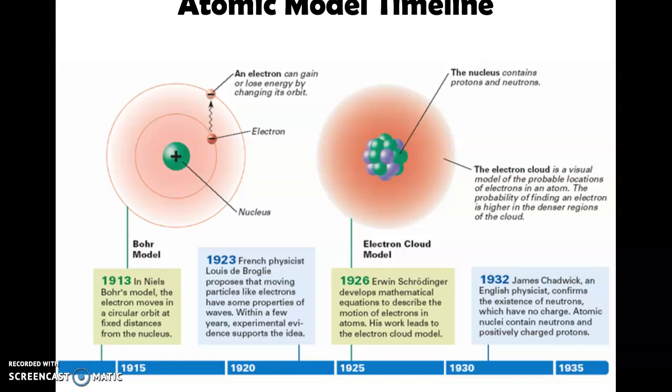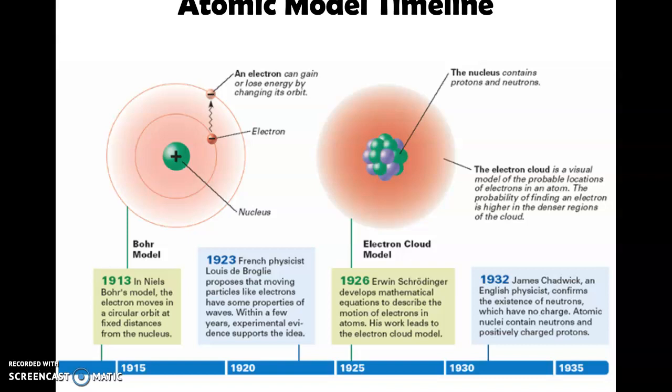And we'll talk more about this cloud. We'll talk more about gaining and losing energy in its orbit, and how that happens, and what the ramifications of those are, right? Notice also in this timeline in 1932, you had James Chadwick that confirms the existence of the neutrons that have no charge, and the atomic nuclei contain neutrons and positively charged protons.